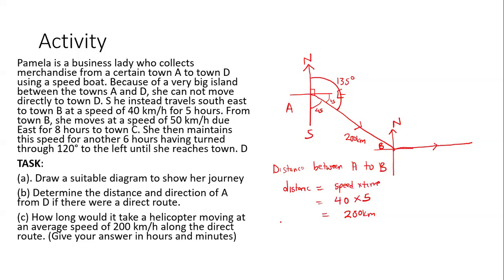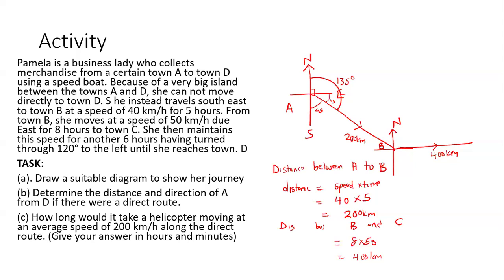Now here you say, distance between B and C. What is the speed that she's using? She's using 50 kilometers per hour. And how long has she traveled up to C? It is 8 hours. So distance is speed times time. This is 8 times 50, and you end up with 400 kilometers. So here I'm going to put 400 kilometers. After putting the 400 kilometers, you are going to continue and ask yourself the next statement.